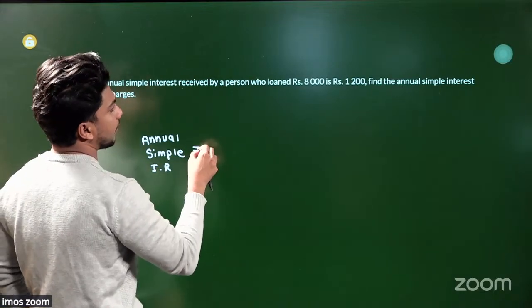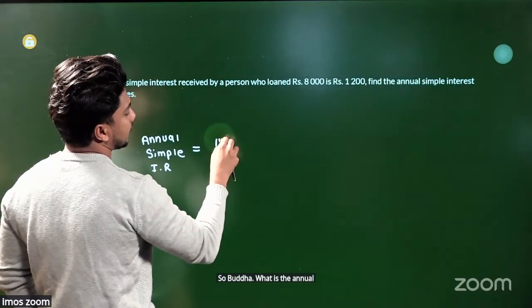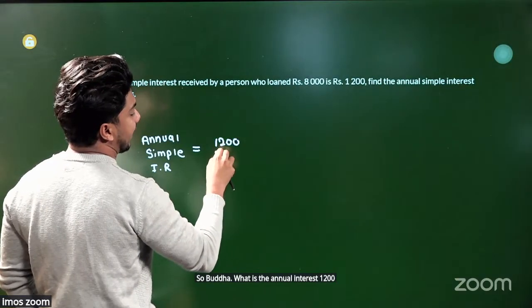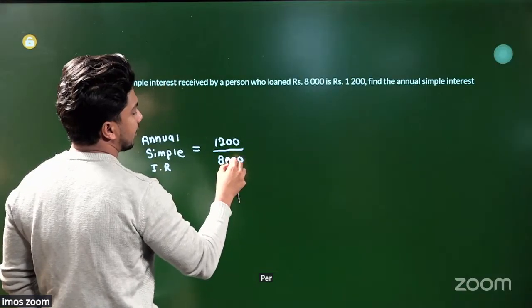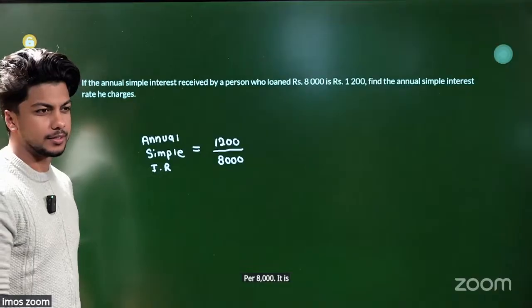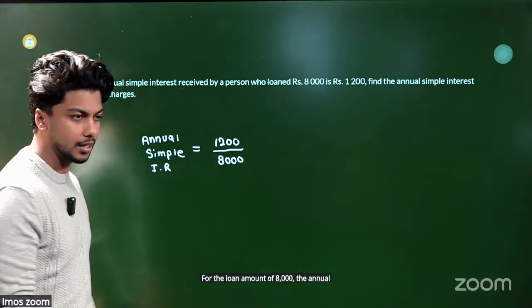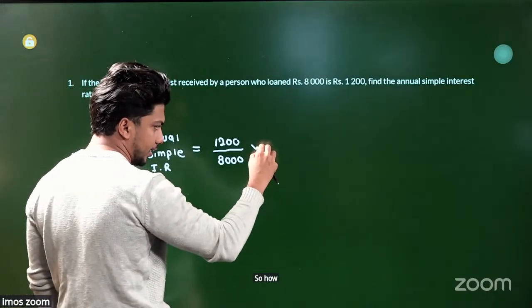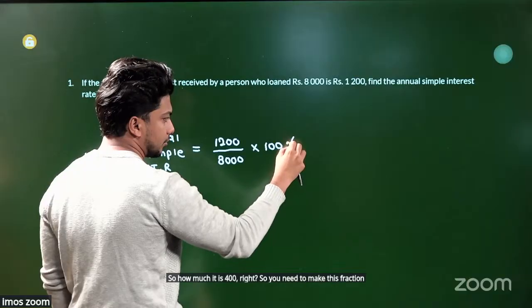So what is the annual interest? 1,200. Per 8,000, it is 1,200. For the loan amount of 8,000, the annual interest is 1,200. So how much is it for 100? You need to make this fraction into a percentage.